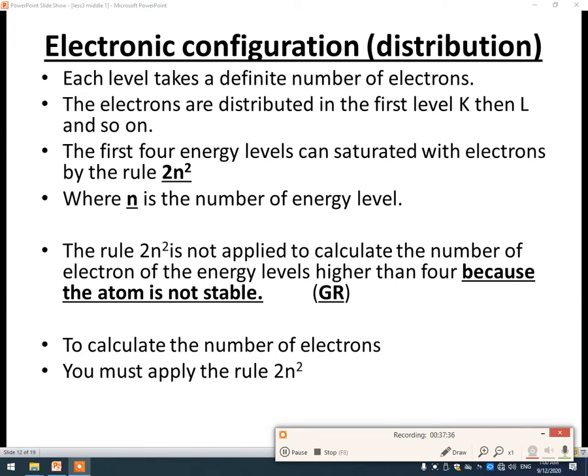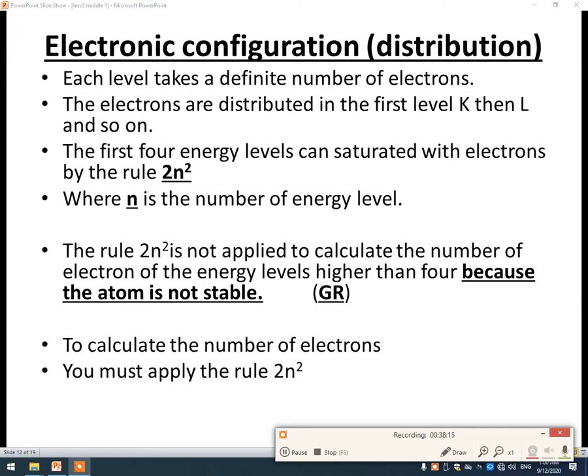What is this rule? The rule says the first 4 energy levels can be saturated with electrons by the rule 2n squared. What's meant by n? n is the number of the energy level. But why can this rule only be applied to the first 4? Why not the next 3 energy levels? Because the atom after the 4th energy level will be unstable, not stable. So it's very, very important.